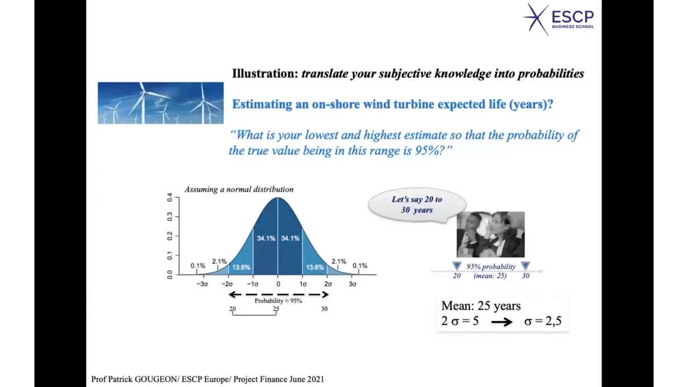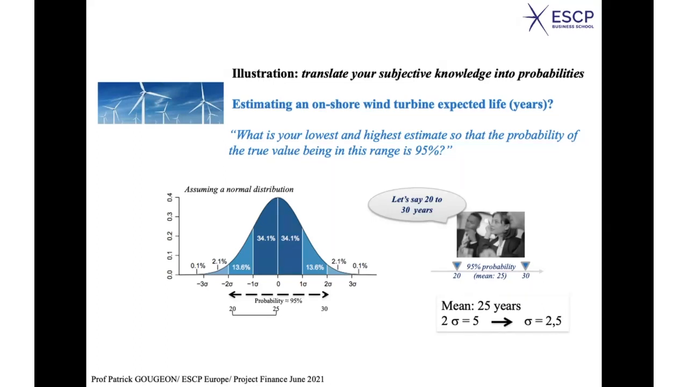Okay, so this other person would have a more precise view, and it would correspond to another mean and a smaller standard deviation because the range is smaller. The smaller the range, the smaller the standard deviation indeed. So some people have a better knowledge than others.